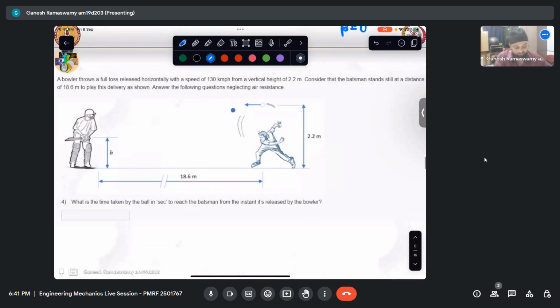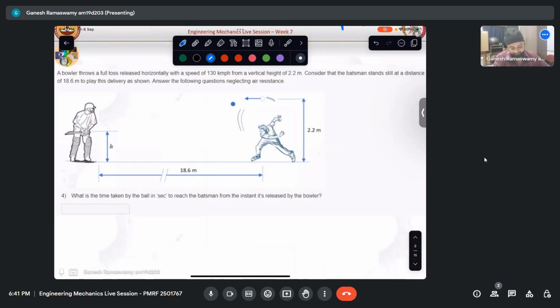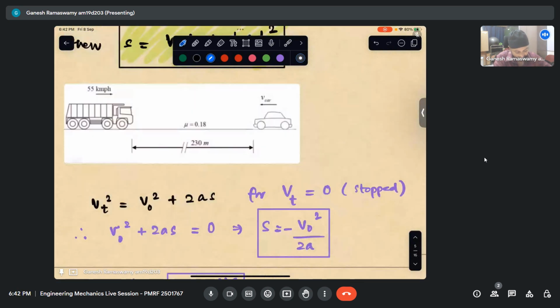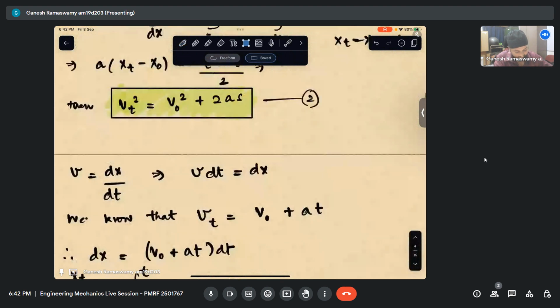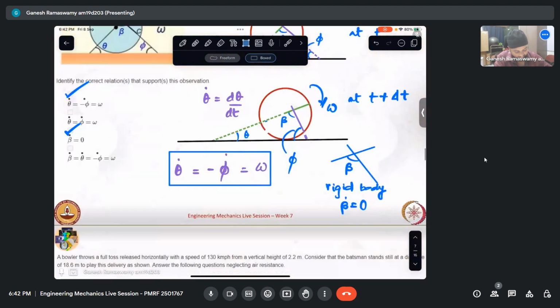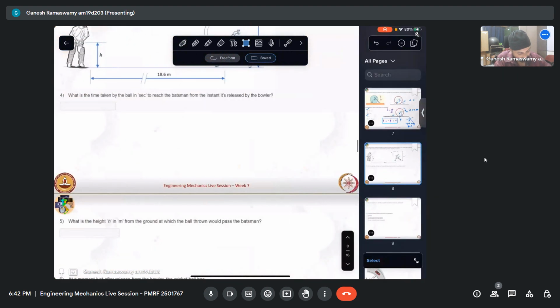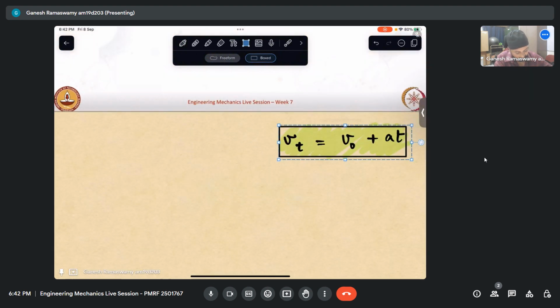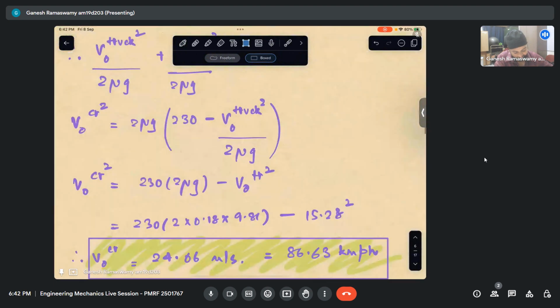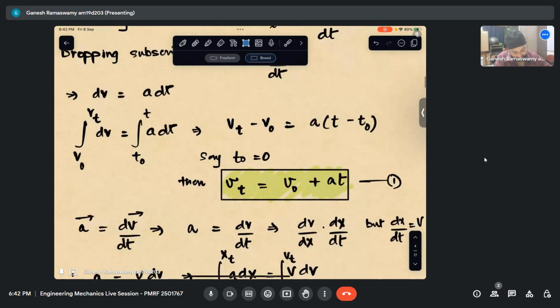Okay, so now that we have derived the equations of motion, let me just put them in one place. I have this equation here. Let me copy it. I have this as one equation. Then I have this.